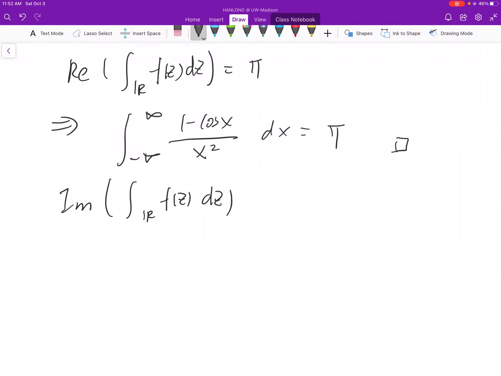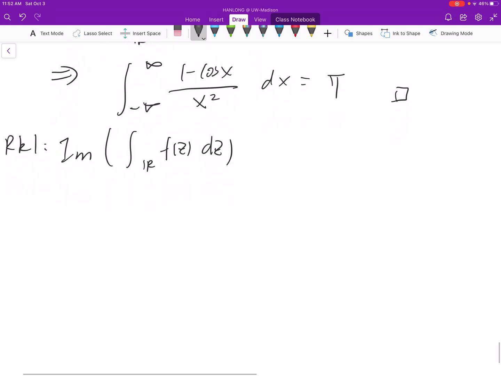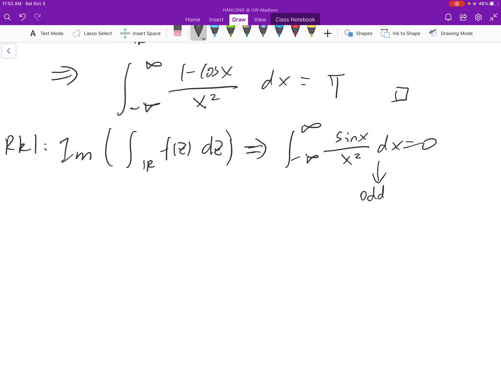okay, this is done, and then I would like to make several remarks. Remark 1, if you take the imaginary part, what do you have? Then what you have is the integration of sine x divided by x squared dx is 0, which is trivial because this is an odd function.